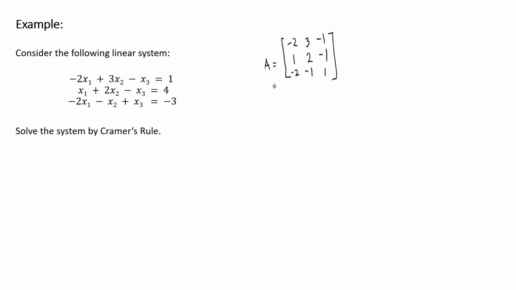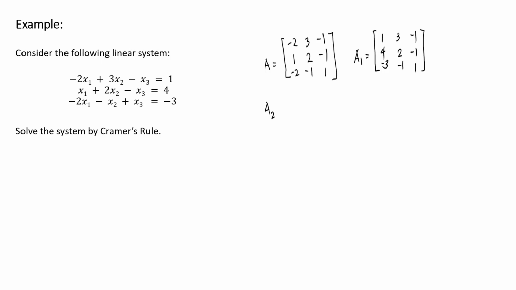From there, we will create our A sub 1, A sub 2, and A sub 3 by replacing the corresponding columns by B. So A sub 1: we replace the first column by the constant terms. Our B is 1, 4, negative 3. And then we copy the rest of the columns: 3, 2, negative 1 and negative 1, negative 1, 1.